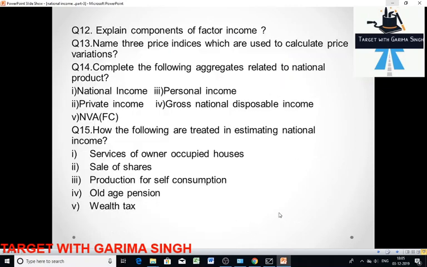Next is, explain components of factor income. Let's move on to our answer.